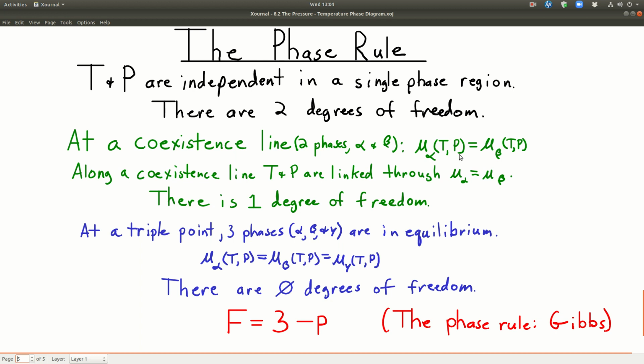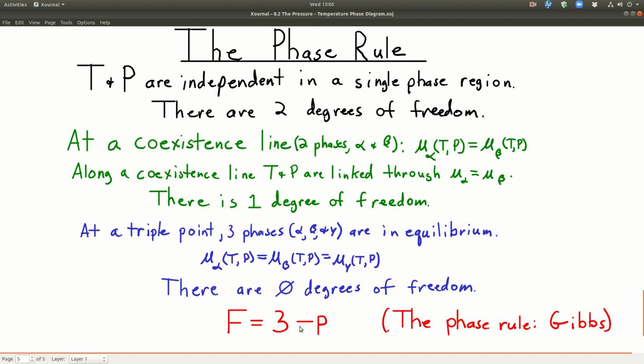That is that the chemical potential, let's say there are 2 phases, alpha and beta, the chemical potential of the alpha phase must be equal to the chemical potential of the beta phase along that line. So that's a relationship between temperature and pressure that's involved here. So that takes away 1 degree of freedom, and there's only 1 degree of freedom left along a coexistence line. Now, following that through, at a triple point, there are 3 phases in equilibrium. So the chemical potentials all have to be equal to each other. That's an additional constraint, and there ends up being 0 degrees of freedom at a triple point.